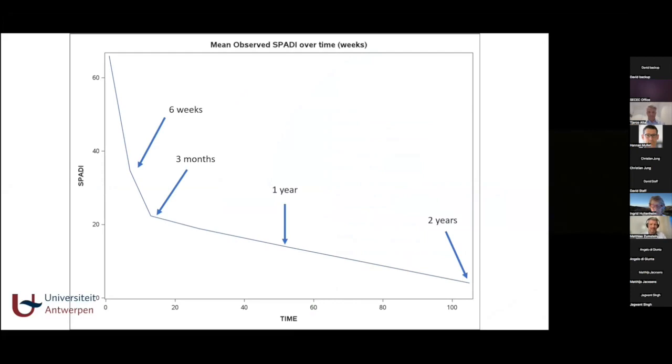In this graph, we see that on various time points, the SPADI decreases. First, there is a very steep decrease. After 3 months, this stagnates a little bit, but patients still get better after 1 year, which is remarkable. We have to take into account that the further we go into the follow-up, the fewer results are available. We are still testing these patients.